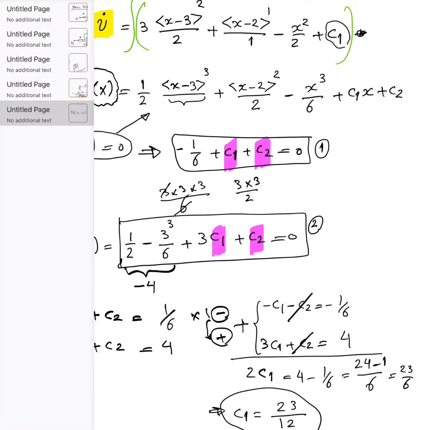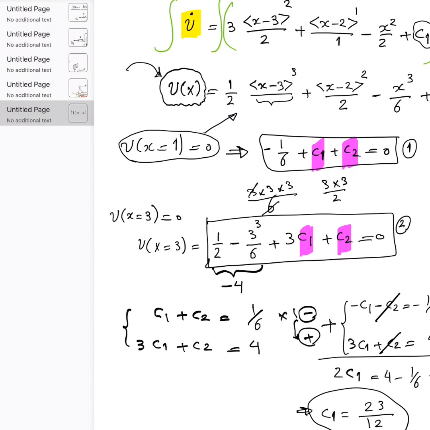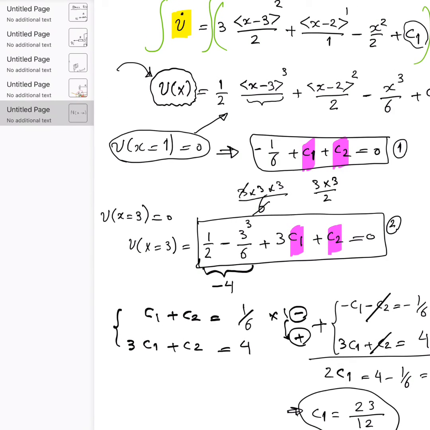And then you can substitute into equation number either 1 or 2 to get your C2. Alright? For example, if I substitute in this equation, then I get 3 times C1, 23 over 12, plus C2 is equal to 4. Here, the 12 over, this becomes 23 over 4, plus C2 is equal to 4, and that means C2 is equal to 4 minus 23 over 4.